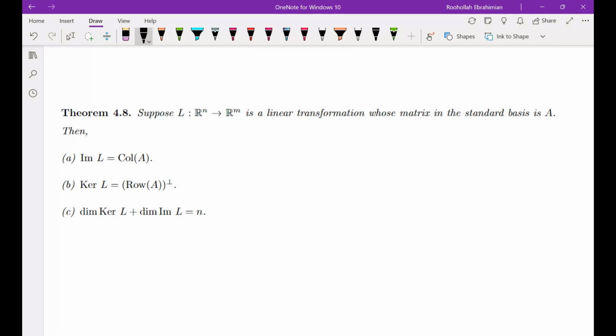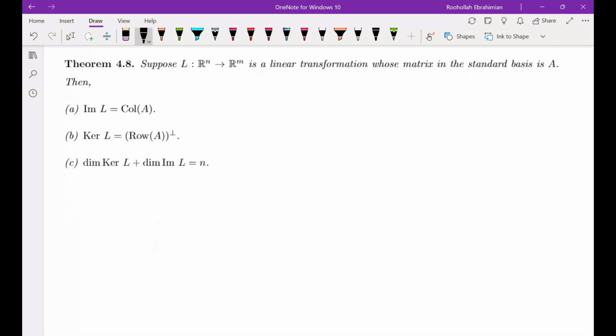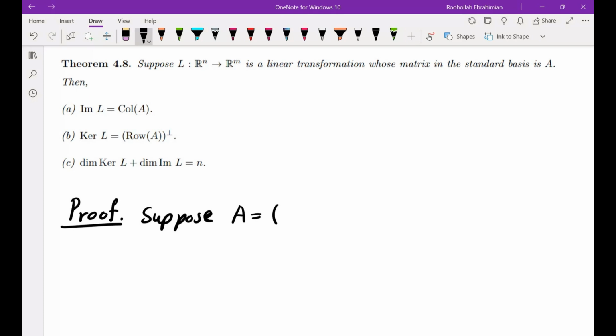Now, here's the next theorem. This is also a really useful theorem, and then we'll finish it up with the last theorem. Suppose L from Rn to Rm is a linear transformation whose matrix in the standard basis is A. Then there's a close relation between the column space of A and the image of L. So let's write it down. So let's assume that the columns of A are A1 through An.